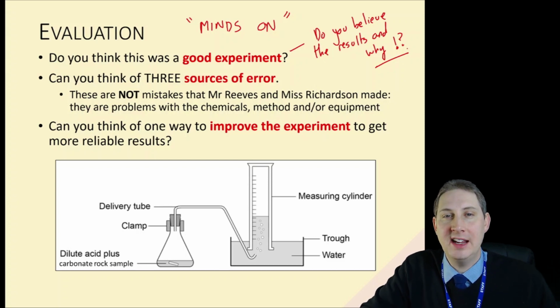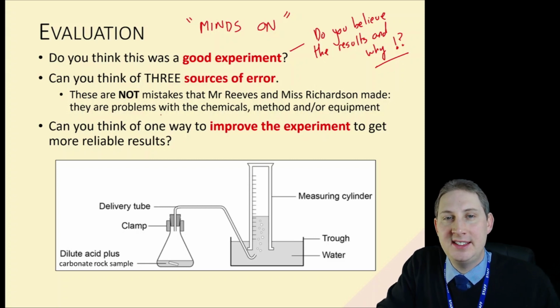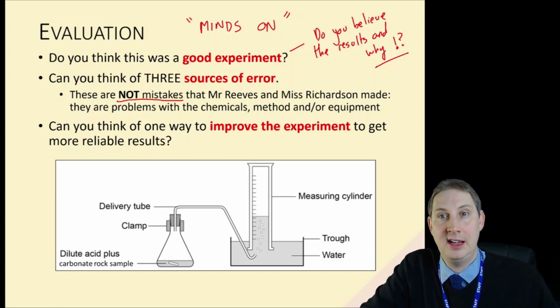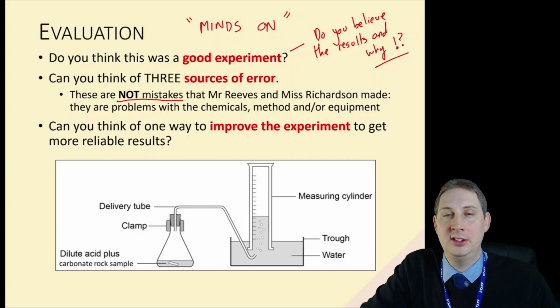Can you think of 3 sources of error? These aren't mistakes, so it's nothing that Mr. Reeves and Miss Richardson did that was wrong, but problems with the chemicals, problems with the method, problems with the equipment, things that they couldn't help. Reasons why the results might not be perfect, and at least one of those was mentioned in the practical video. A reason why the volume of gas you collect isn't going to be 100% accurate.